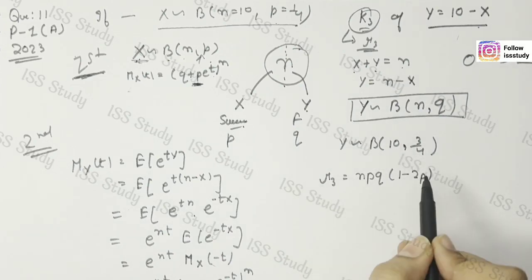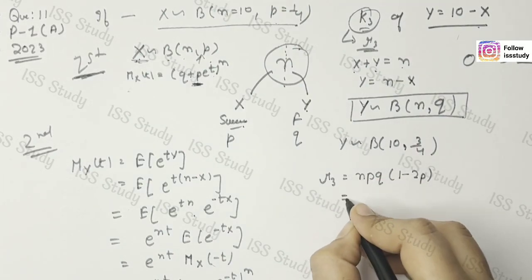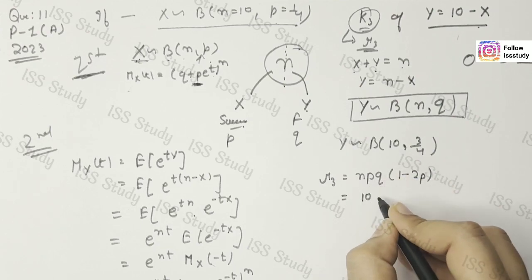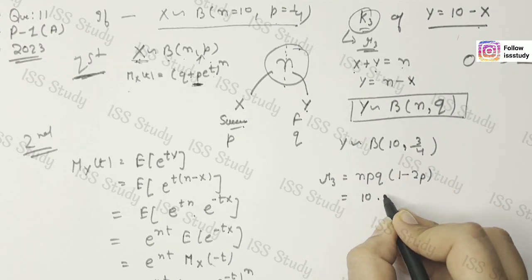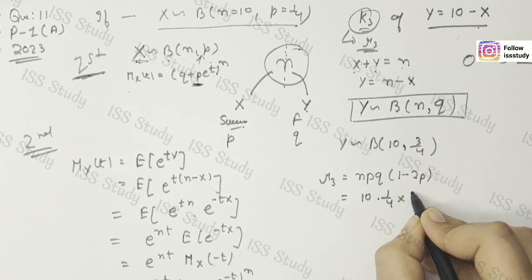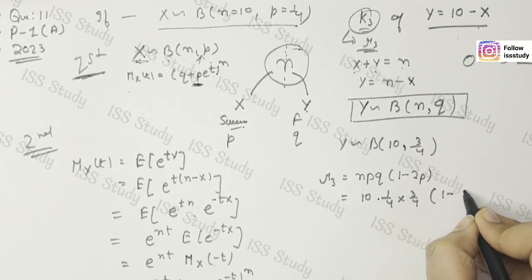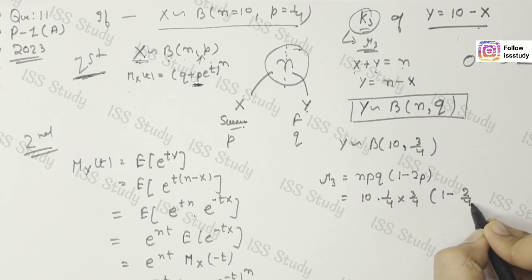Okay, so this is the formula of your third central moment. Now, what is the value of n? The value of n is 10. What is the value of p? The value of p is 1/4. The value of q is 3/4. Then 1 minus 2 times the value of p, which is 1/4.